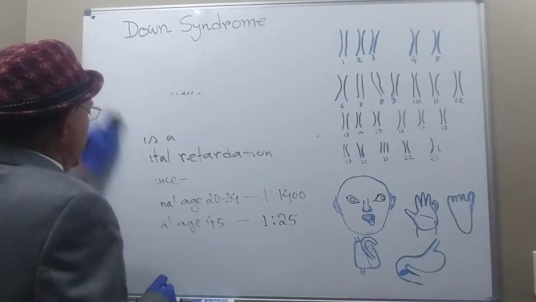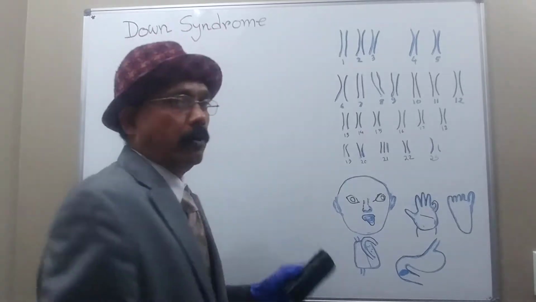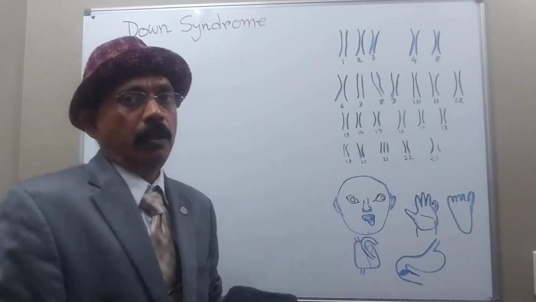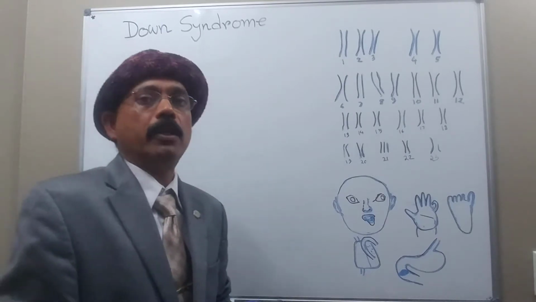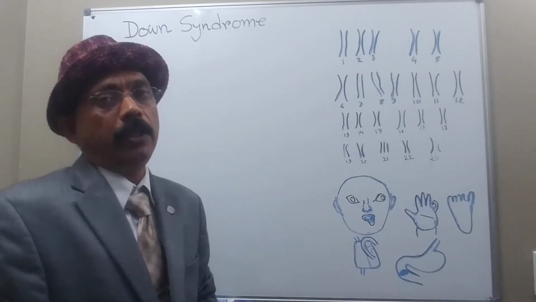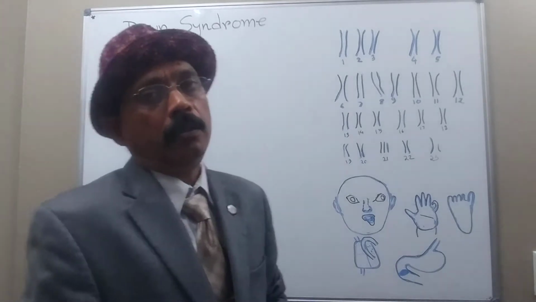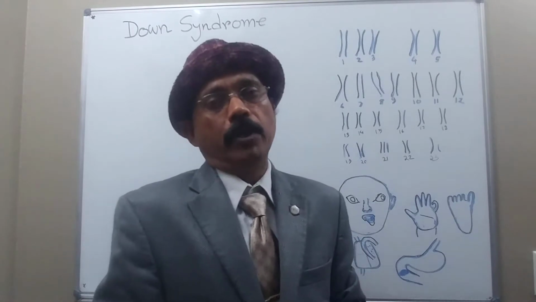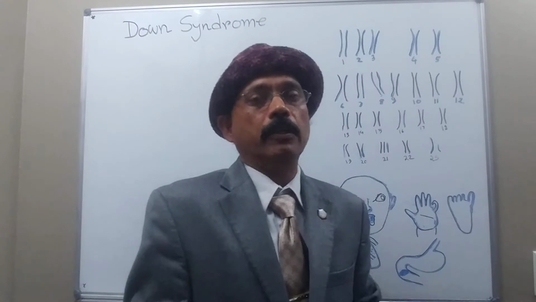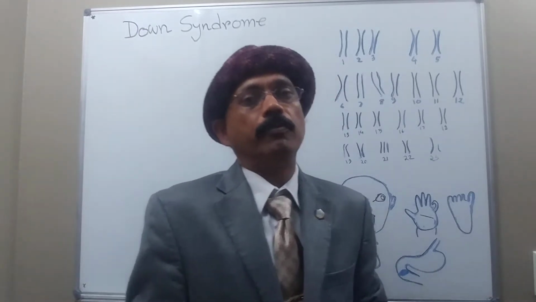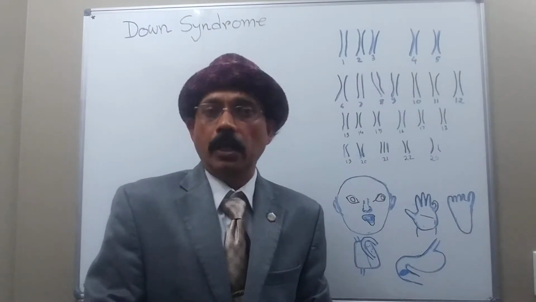It is more common in the babies of elderly women. When the pregnancy happens in the later part of the reproductive years, there are more chances to get babies with Down syndrome. That is 1 in 25 live births. But if the pregnancy is during the years 20 to 24, then it is 1 in 1400 live births.